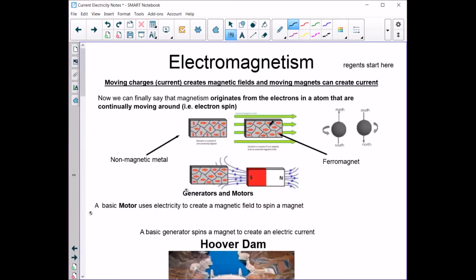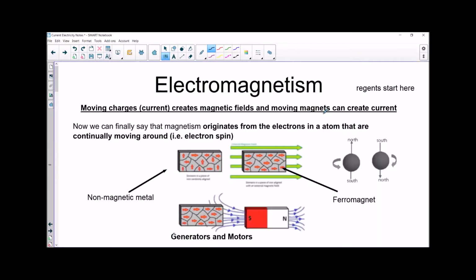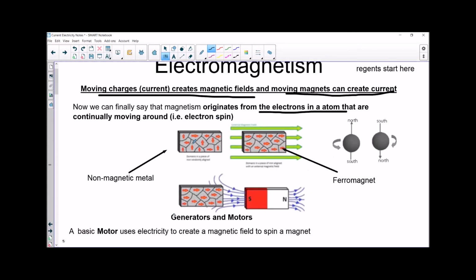If we know that charged particles create magnetic fields, then that gives us an idea of the origin of magnetism in the first place. The origin of magnetism is electrons and spin. Remember, the most important statement we're going to be talking about is that moving charges create magnetic fields, and moving magnets can create electric current or electric fields. If we look at something like a bar magnet, the reason it's a magnet is that it's made up of atoms or electrons that are all spinning.